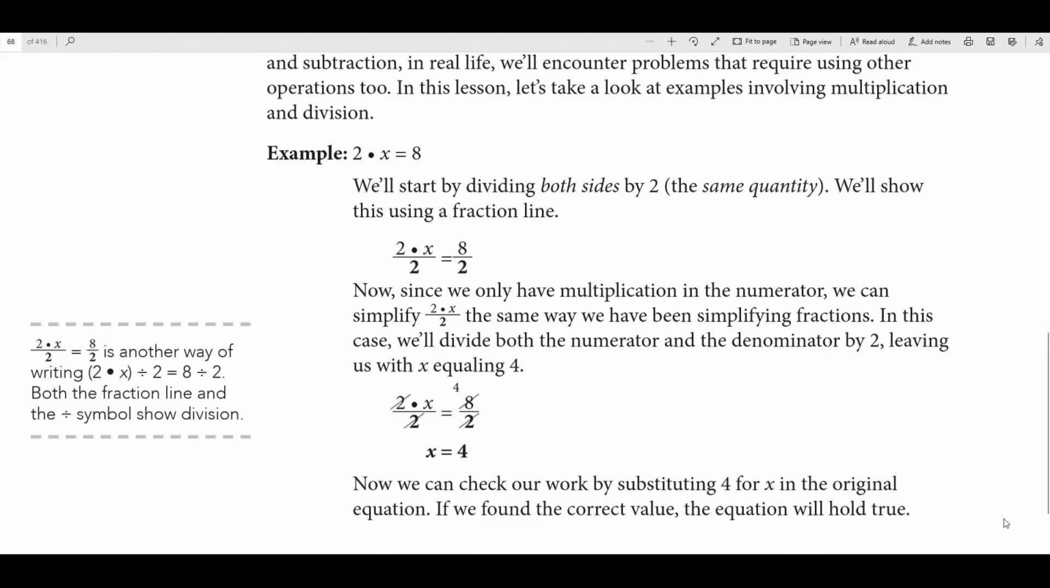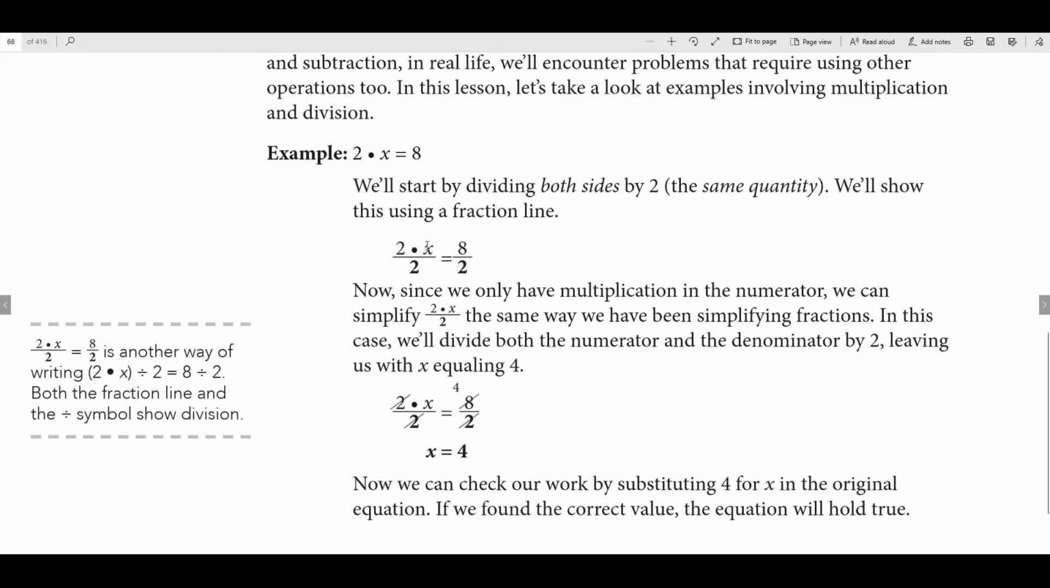Okay, so here's an example. 2 times x equals 8. Now do you see why we have to use the dot or parentheses? Because if this said 2xx, you might go, wait, what? So it's 2 times x equals 8. Now, you're going to start by doing the opposite of multiplication, which is division. And we have to do the same thing to both sides. So in order to get x by itself, we'll have to divide both sides by this number, 2.